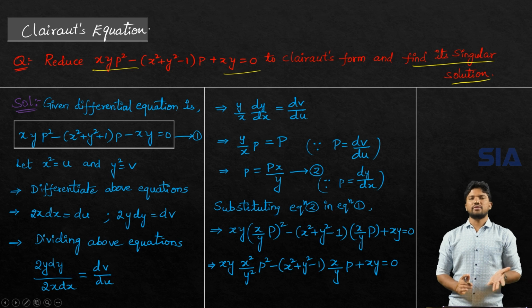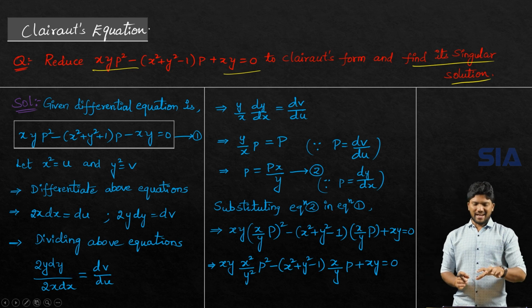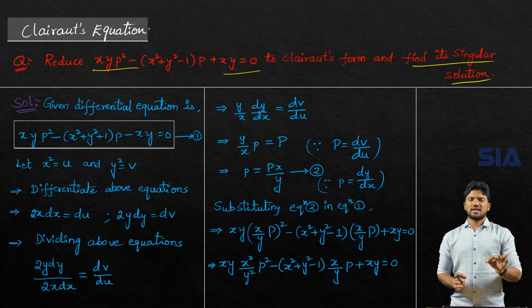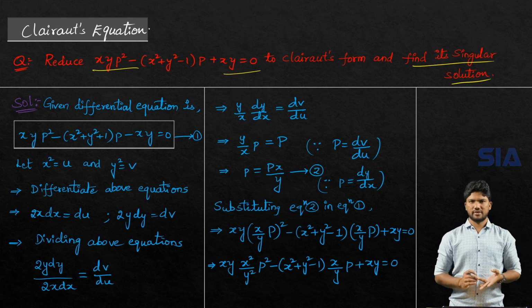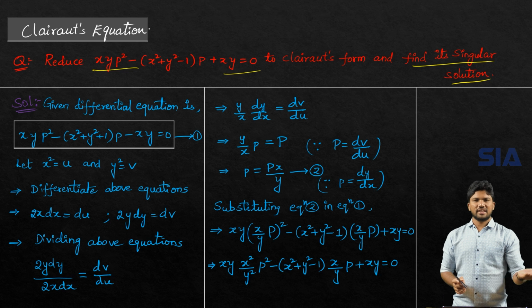From the second unit, this Clairaut's equation is the last concept from the first half. Definitely we'll get one essay question from this concept of Clairaut's equation. In the previous lecture we discussed one problem based on this method only. Now we are going to discuss another problem.